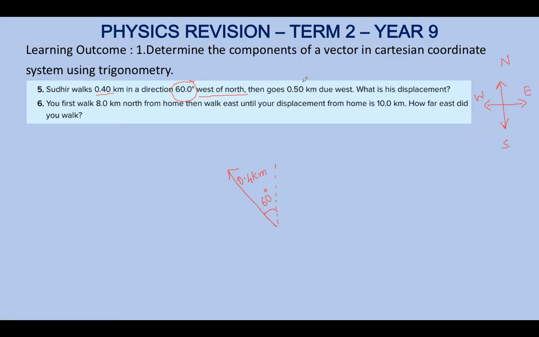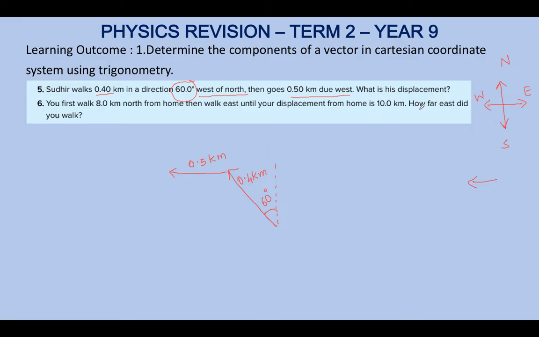And then he goes 0.5 kilometers due west. Due west means there is no angle here. So west is in which direction? To the left. So he walks this way straight for how many kilometers? 0.5. So this distance or magnitude is 0.5 kilometers. So that's a sketch of his path.